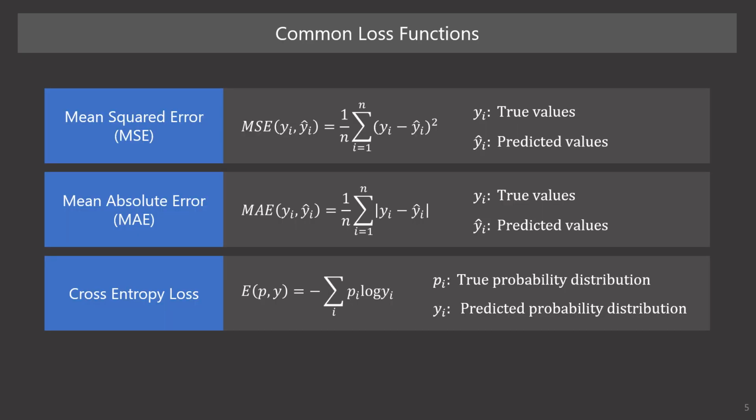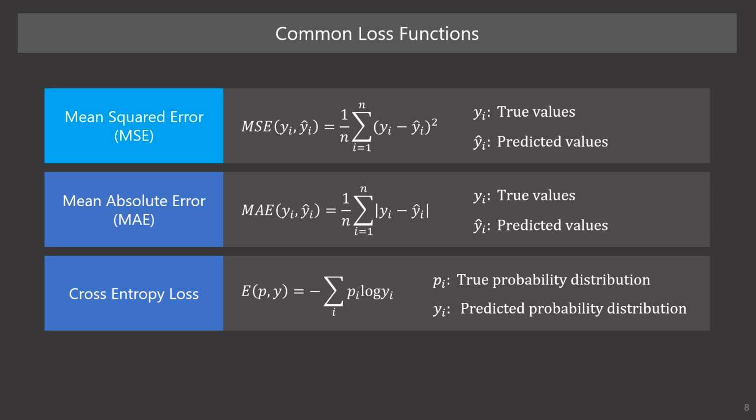There are various types of loss functions. Let me introduce common loss functions. When we apply a neural network model to a regression problem, we can use mean squared error or mean absolute error as loss functions. For classification problems, we can use cross-entropy loss.